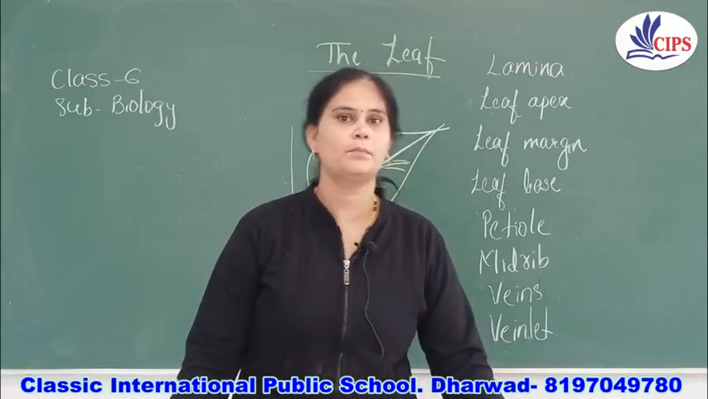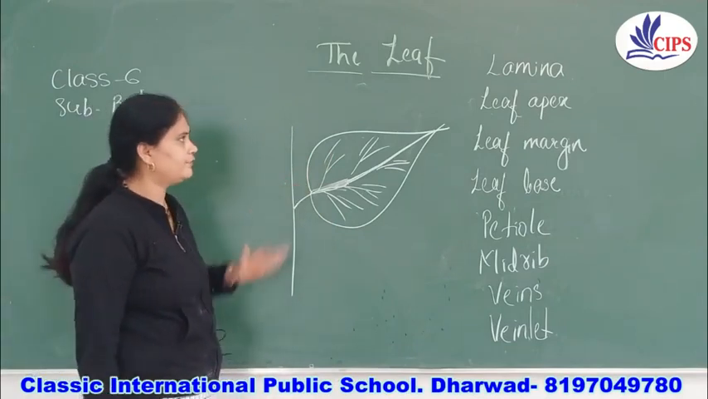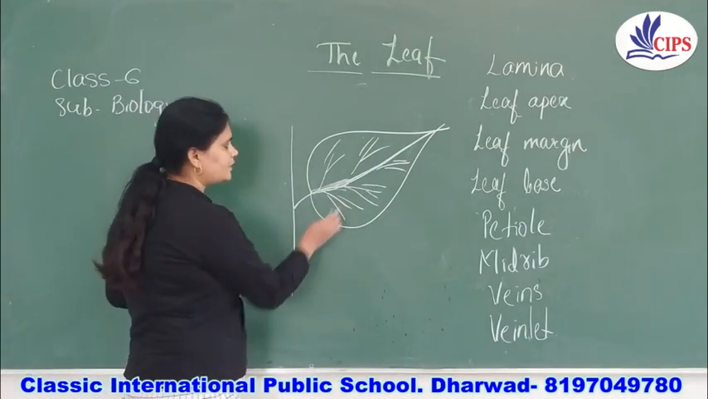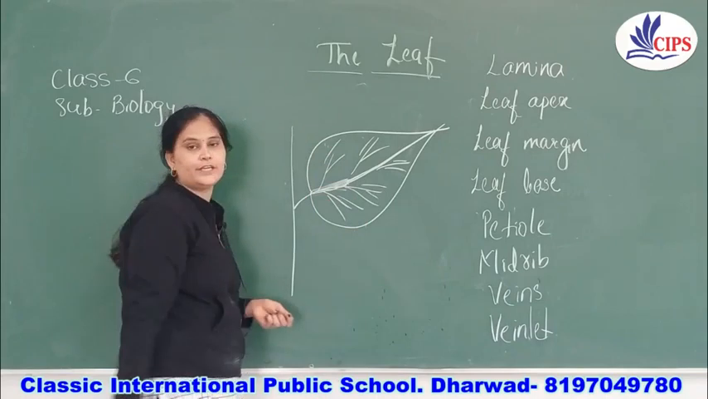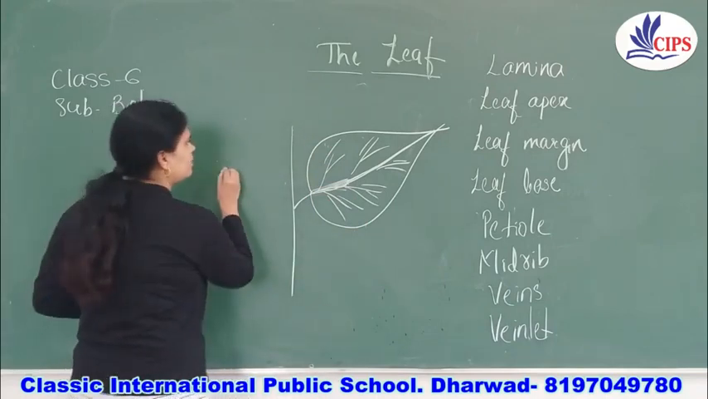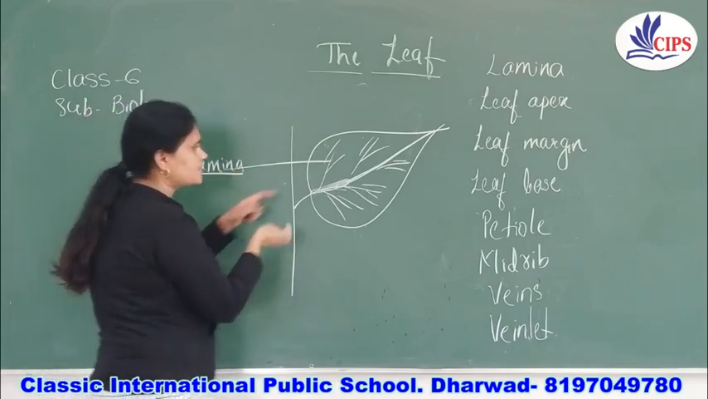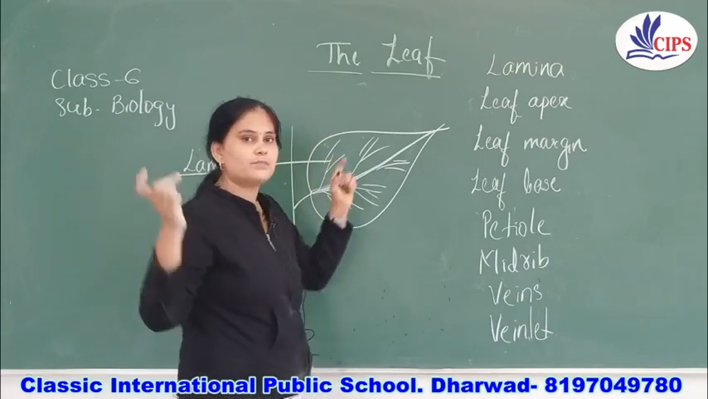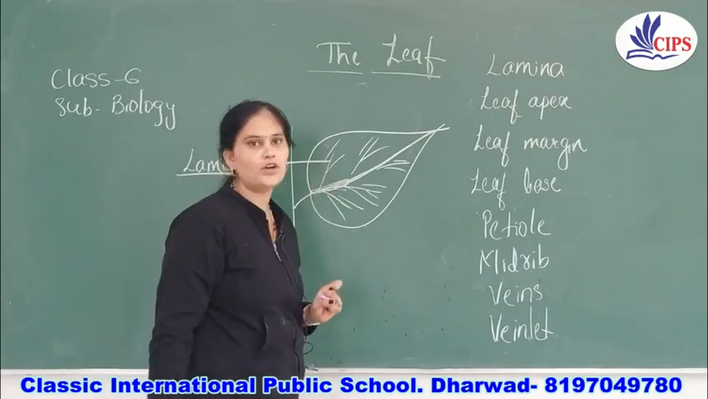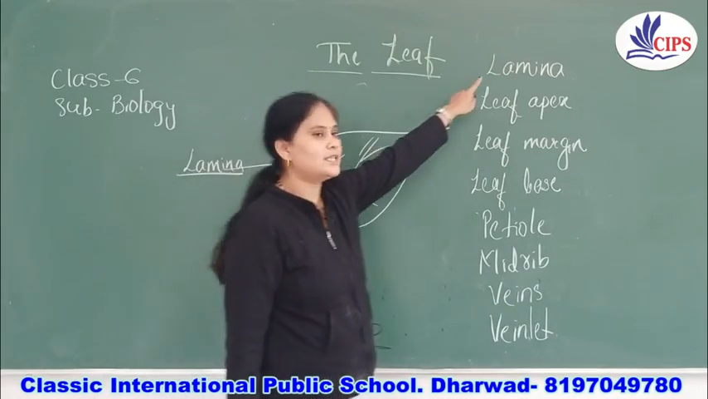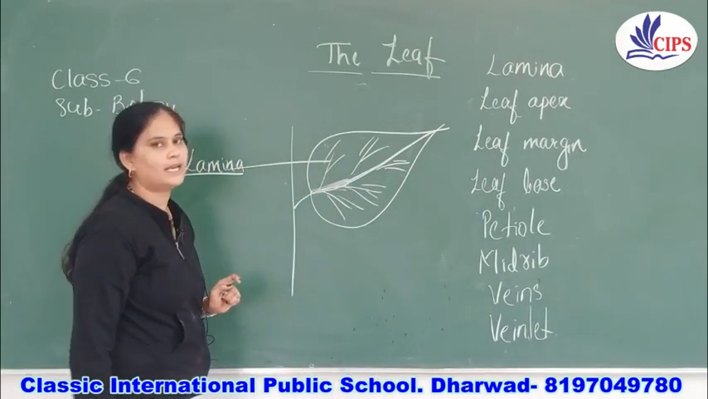So let us study about the parts of a leaf. This is the structure of a leaf. If you observe the leaf, there is a broader part, which is called the lamina. Since it is a broader part, it absorbs the maximum carbon dioxide from the air and helps in photosynthesis. So the lamina is the broader portion of the leaf.